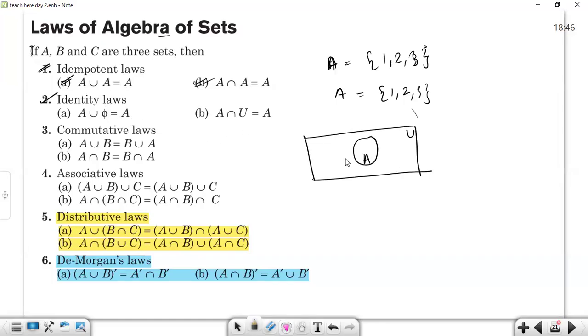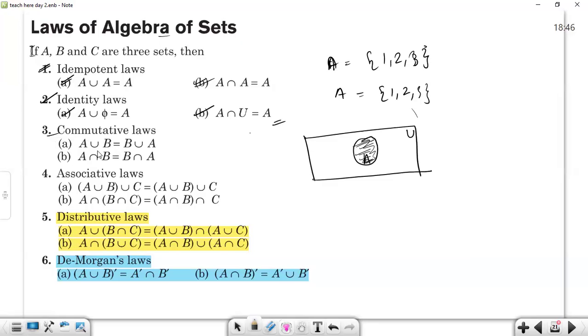But when we talk about set A and the common element between set A and the universal set, what is common is this region. What is this region? Set A itself. Is this clear? Is the second point clear? Identity law clear? Yeah. Let's talk about the commutative law then.